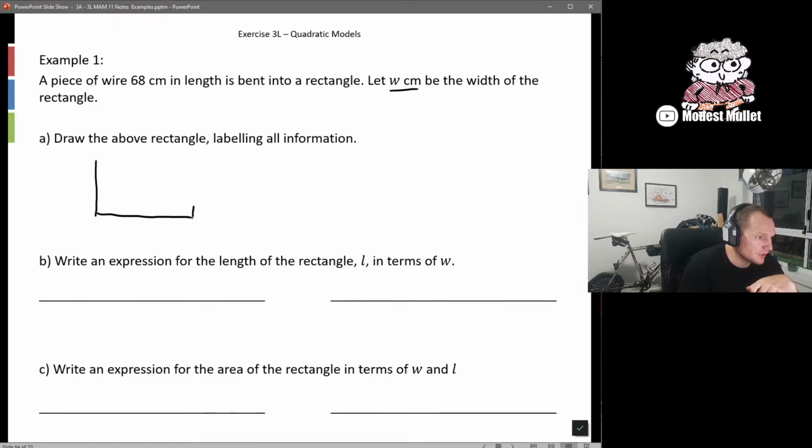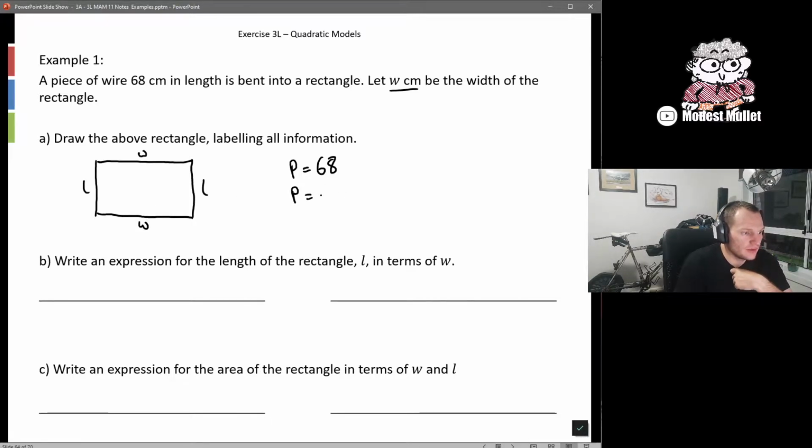So we've got some rectangle, and I know that's the width. I may as well call the other side L, for the length, and we know the perimeter is equal to 68. Perimeter, just as a reminder, is the distance going all the way round. So the perimeter is width plus length plus width plus length, which for a rectangle is 2W plus 2L.